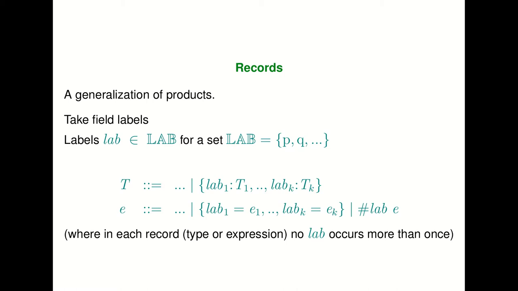Then we can form records by saying label 1 gets the expression E1, and the label K gets the expression EK. And if you have a label, you can project out a component from it. This is a generalization in the sense that you can have more than two components, and also you can name the fields. You don't have to use sharp 1, sharp 2, sharp 3. You can name the fields that you project.